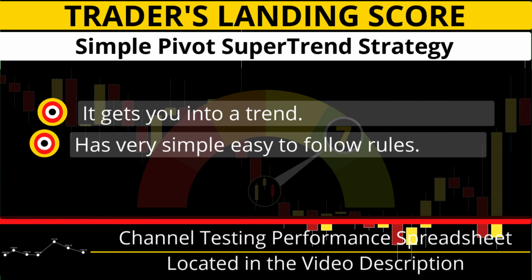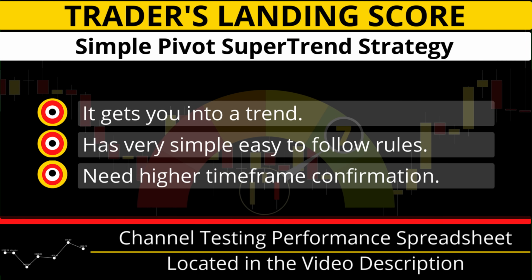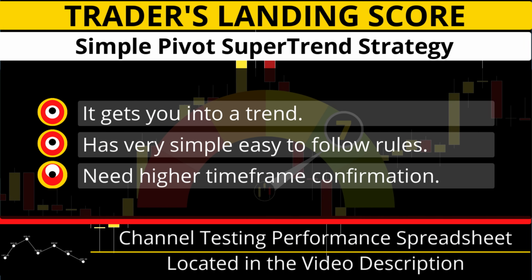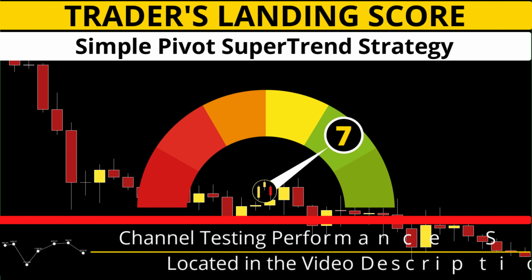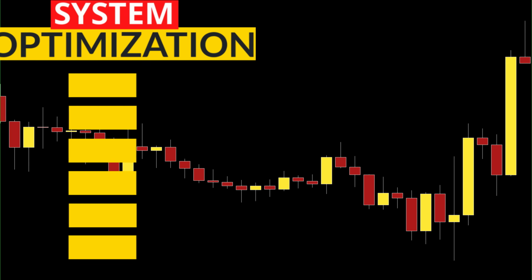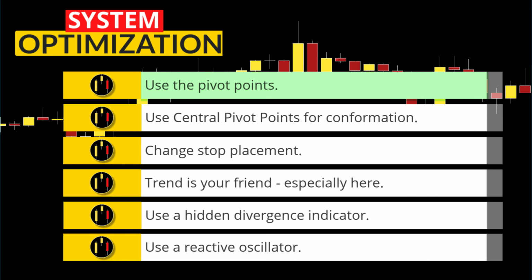trends, has simple and easy to follow rules, but is much less effective in choppy markets, indicating that some type of higher time frame confirmation would be critical to your deployment strategy. Remember, the enemy of great is good. I have 6 ideas on how we can improve this system.